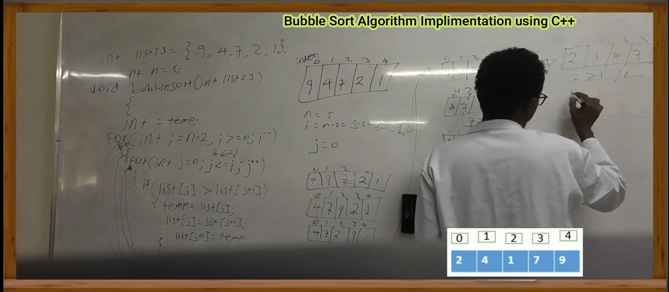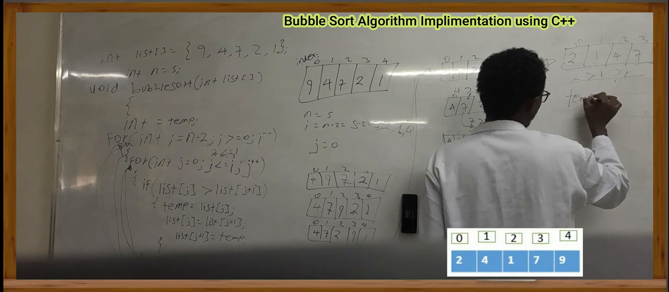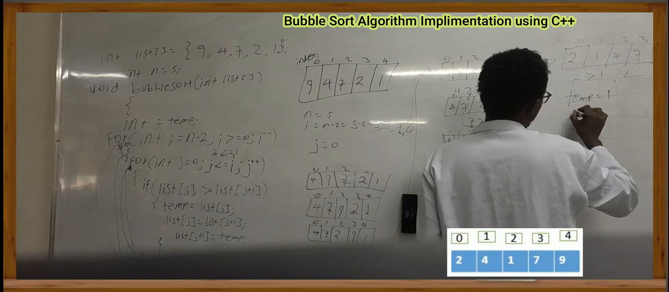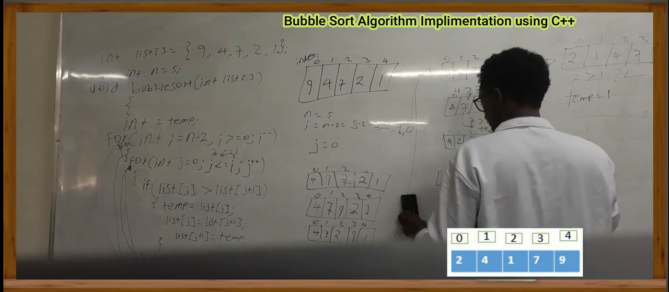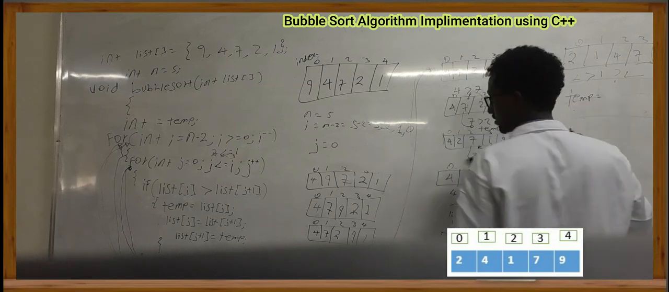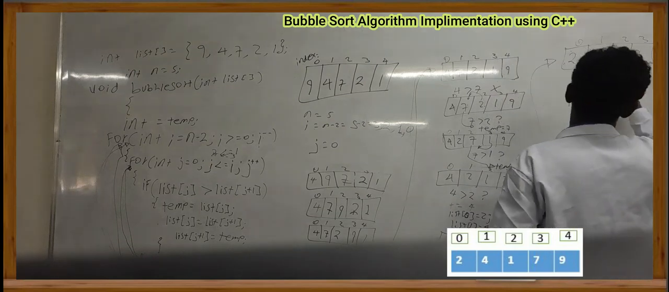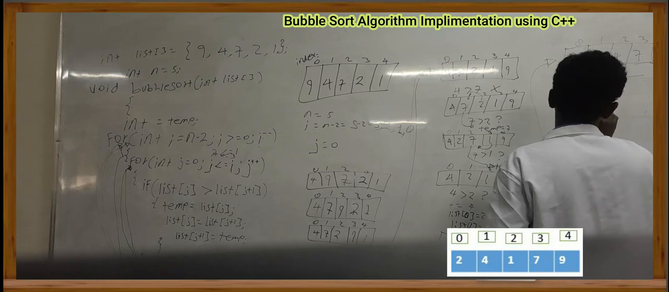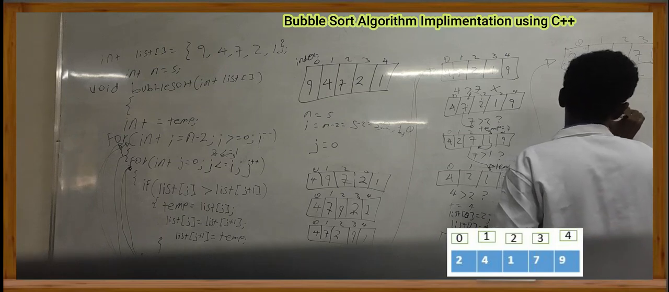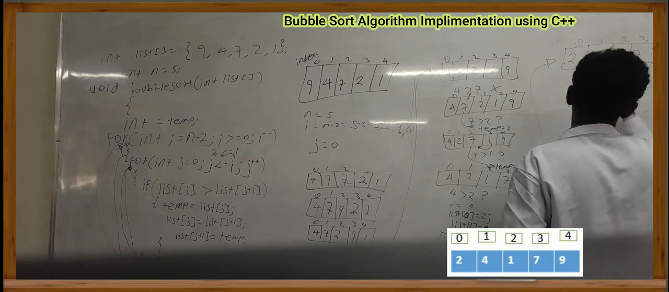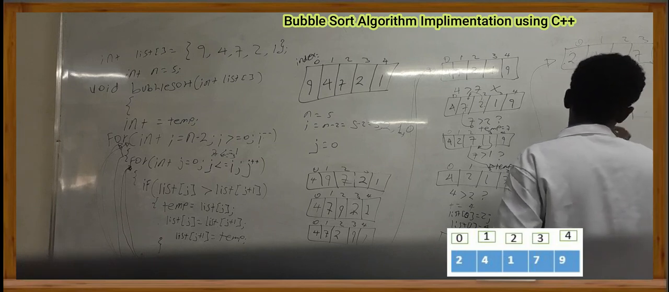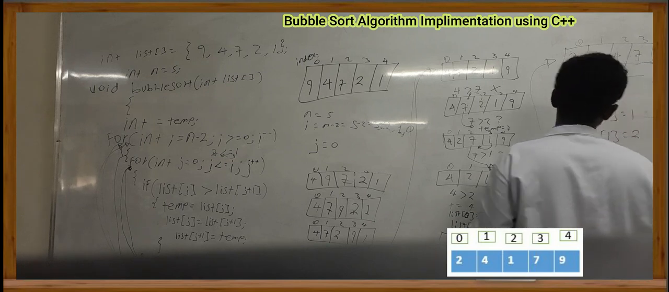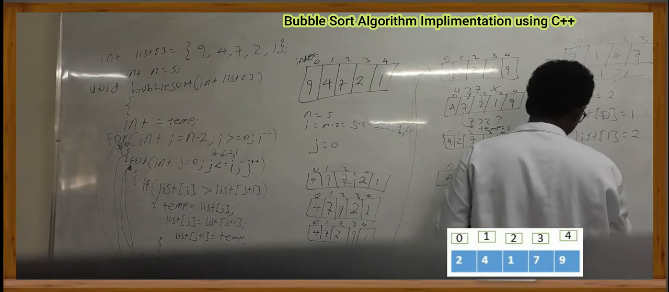Then we swap it using the temp variable. Temp is equal to 2, that is list of J, where J is 0. And list of J plus 1: list of 0 is equal to 1, and list of 0 plus 1, which is 1, is equal to 2. Then make them in their new positions in a new cell.